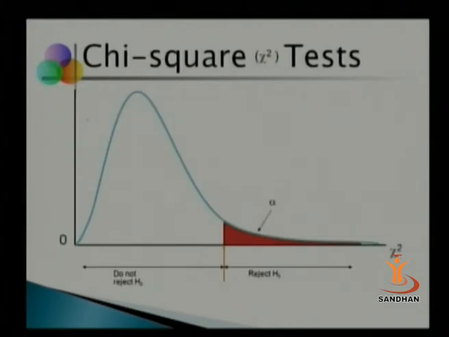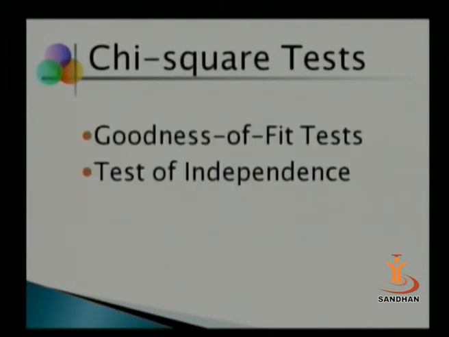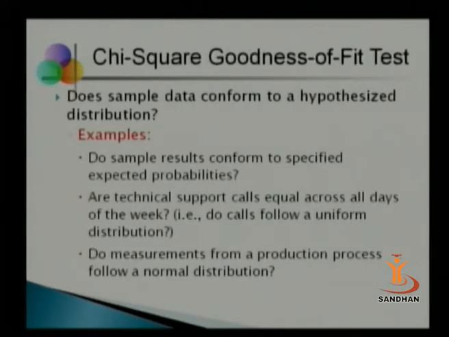So basically when we have qualitative data, when the variable is qualitative, then the chi-square test is used. It is basically used for testing the goodness of fit and test of independence. In case of a goodness of fit test, for example, we are interested in testing whether the sample results conform to the specified expected probabilities or not. That can be tested by the chi-square test of goodness of fit.